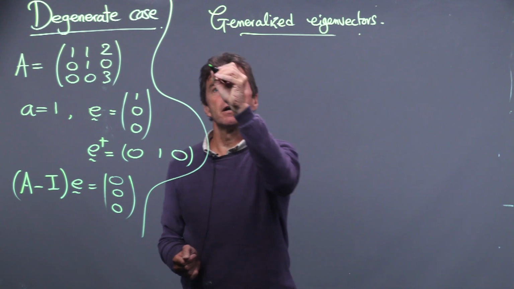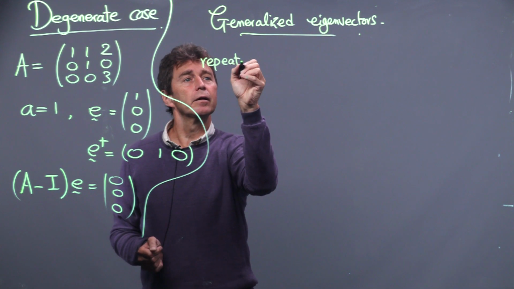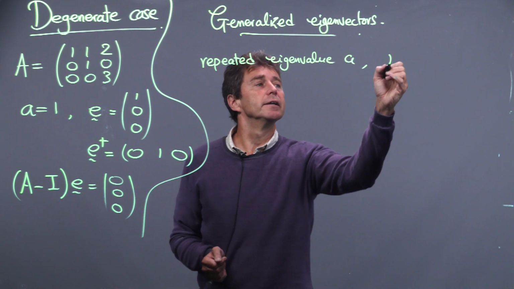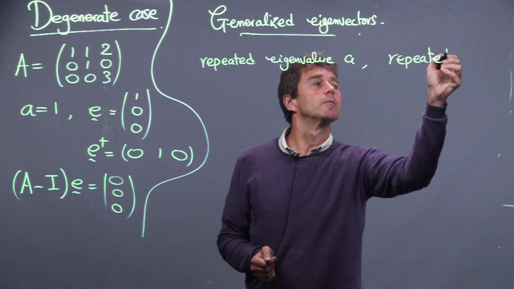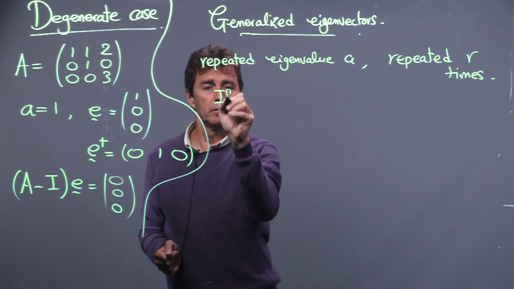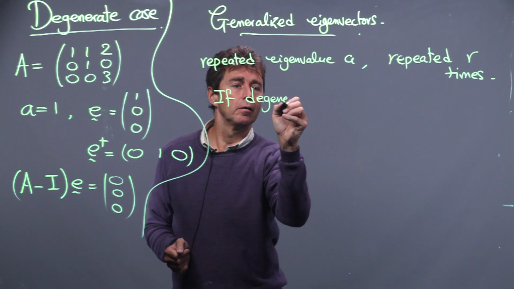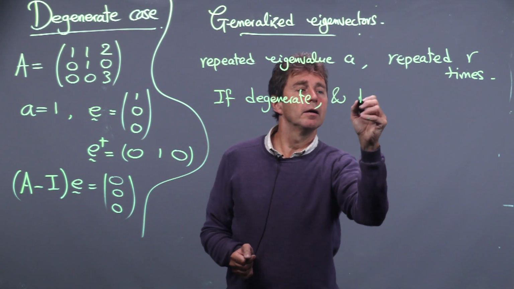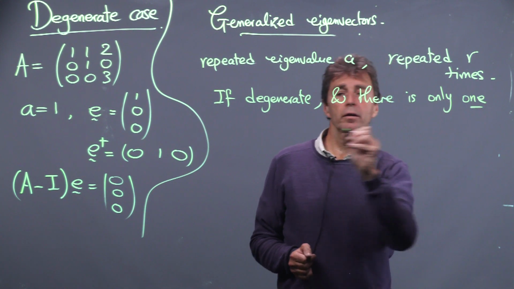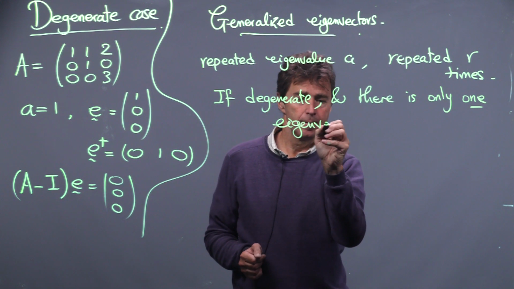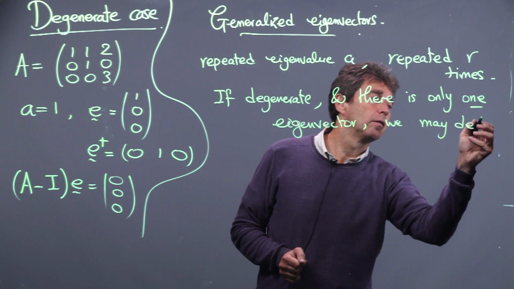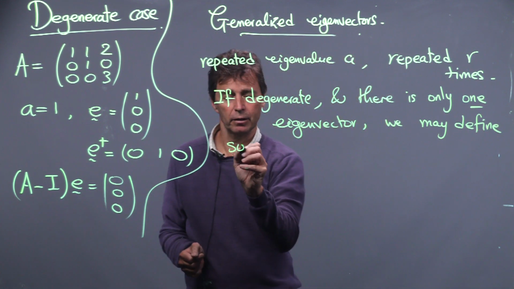So let's imagine that I have a repeated eigenvalue, A, and it's repeated R times. Right? If it's degenerate, and there is only one eigenvector, we may define some generalized eigenvectors.